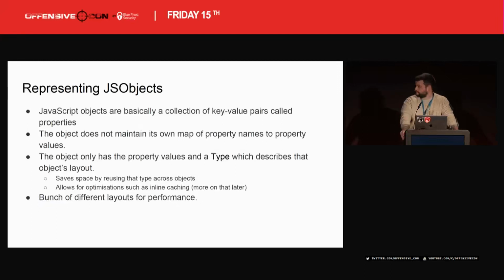Those things are commonly called JS objects. JavaScript objects are basically a dictionary, a simple collection of key-value pairs. The interesting thing is that in all engines, the object doesn't maintain its own map of property names to property values. They all do the same thing: the object basically only has the values, and it points to some kind of structure. In Chakra, it's called a type, which basically describes that object's layout. It allows for 2 really nice things. The first one is you save memory by sharing the type across objects, and you also allow for an optimization called inline caching that I'll explain later on.